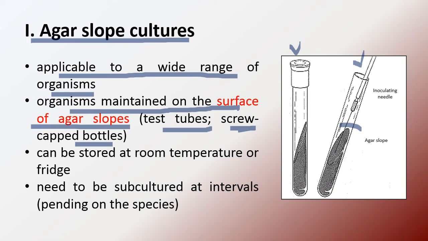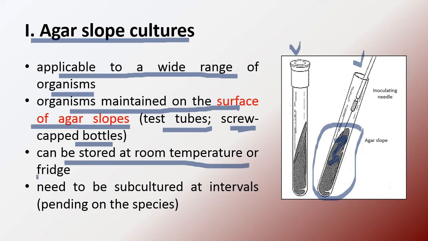Usually the agar will be formed in a slant position and the bacteria will be streaked on the surface of the slant. Then these test tubes or screw cap tubes can be stored at room temperature or in the fridge. The requirement for subculturing depends on the species of bacteria. For example, for fast growing bacteria, subculturing will be done every 2 weeks, but for slow growing bacteria, it is usually done every 6 months.